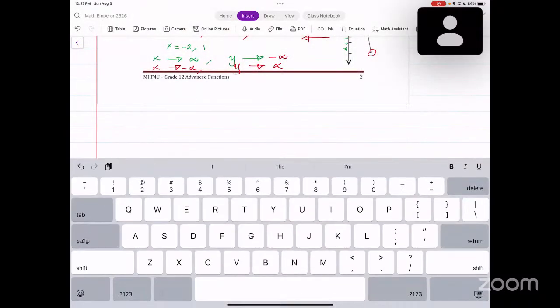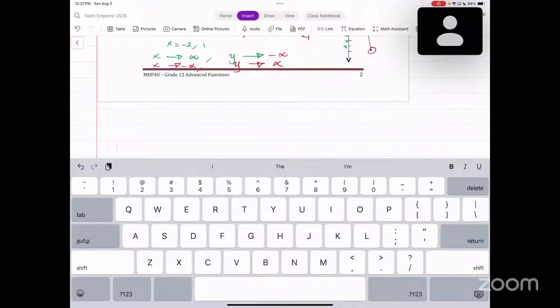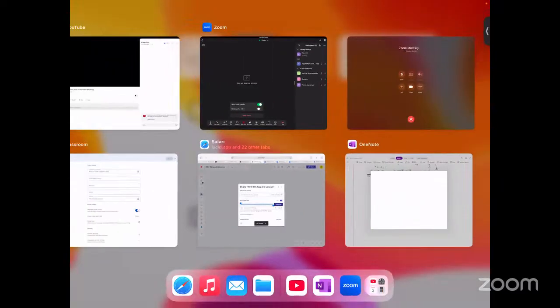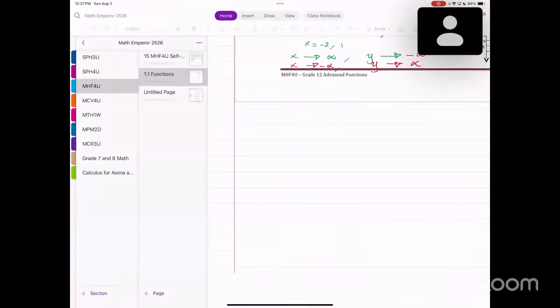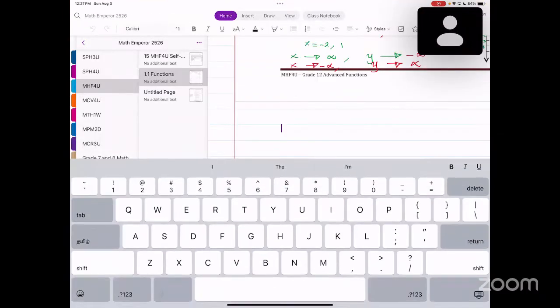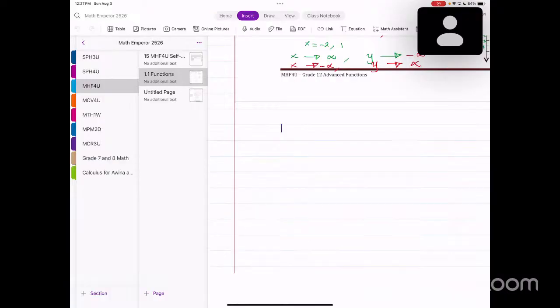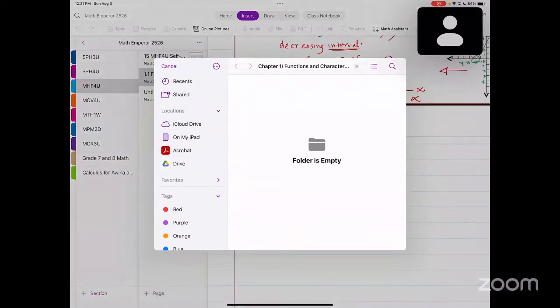One second. Why does it not allow me to insert this PDF file? Let me close this and open it. Oh, no.